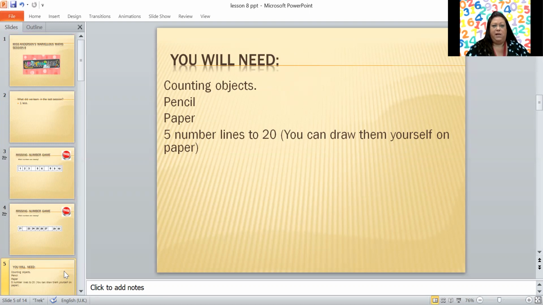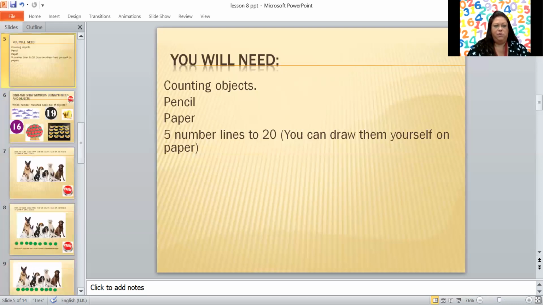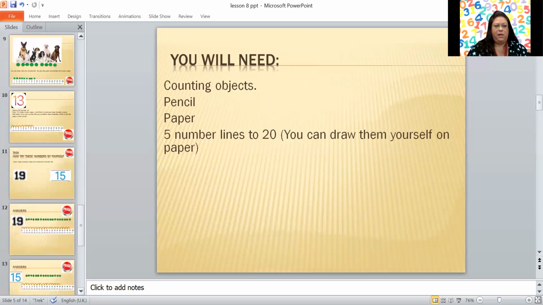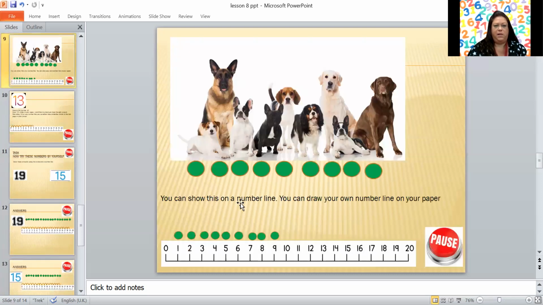So you're going to need some counting objects, a pencil, paper, and 5 number lines to 20. Now let me just show you what a number line to 20 looks like. So you ready? Here's a number line to 20.